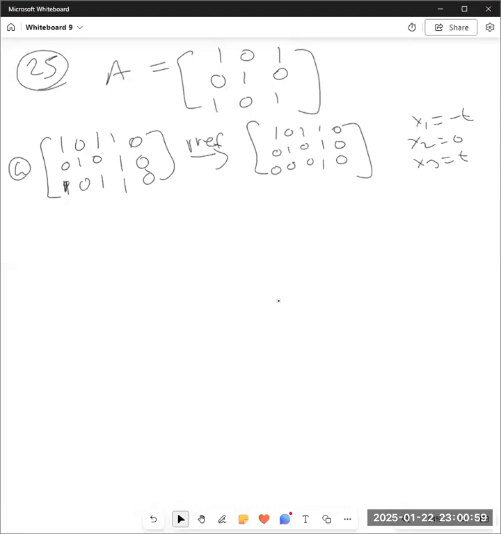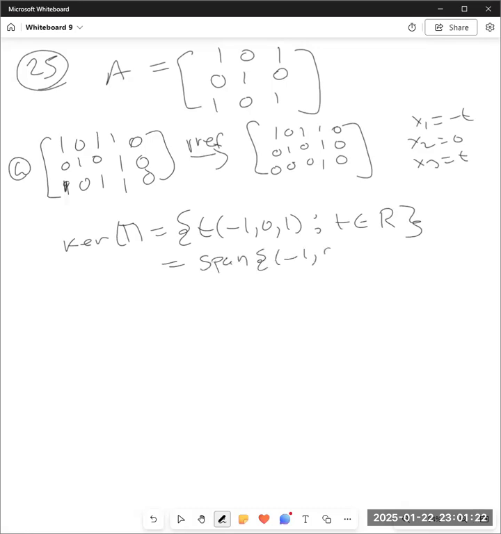So I have kernel of T is equal to t times (-1, 0, 1), t is an element of the real numbers. And that's the same thing as the span of (-1, 0, 1). B is 1 for my nullity, because there's one dimension there.